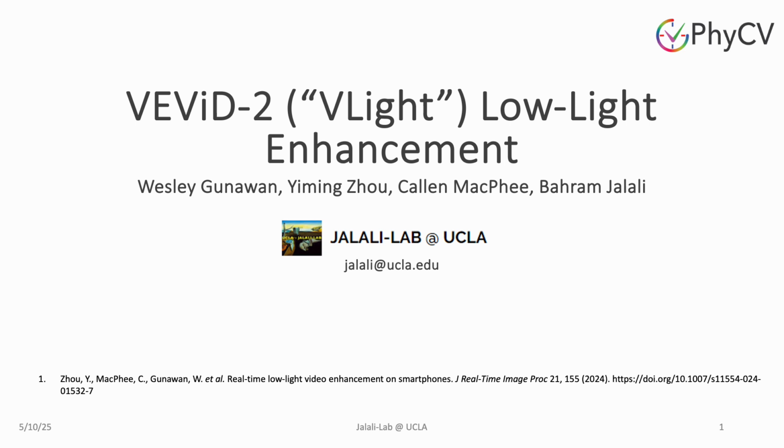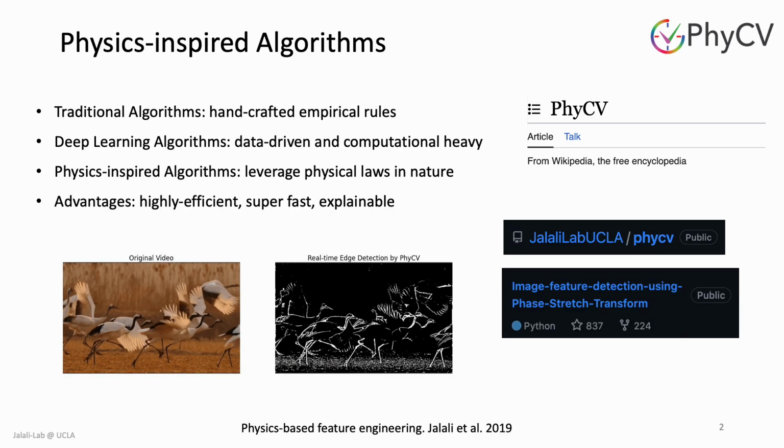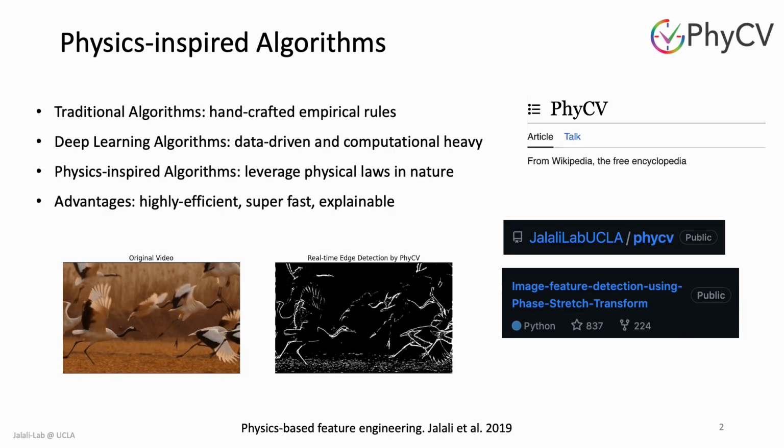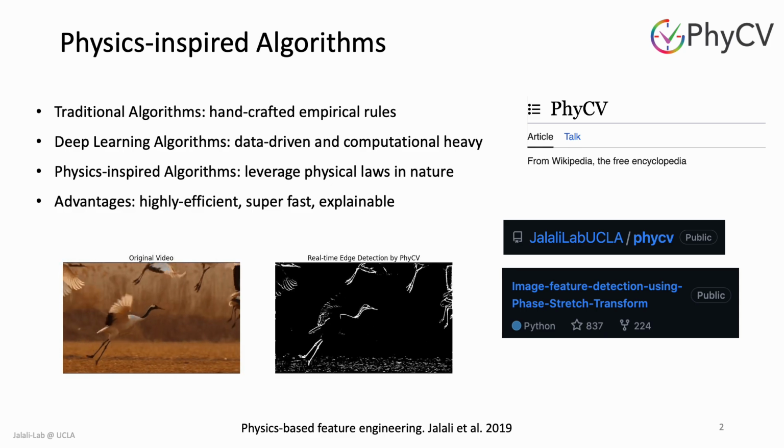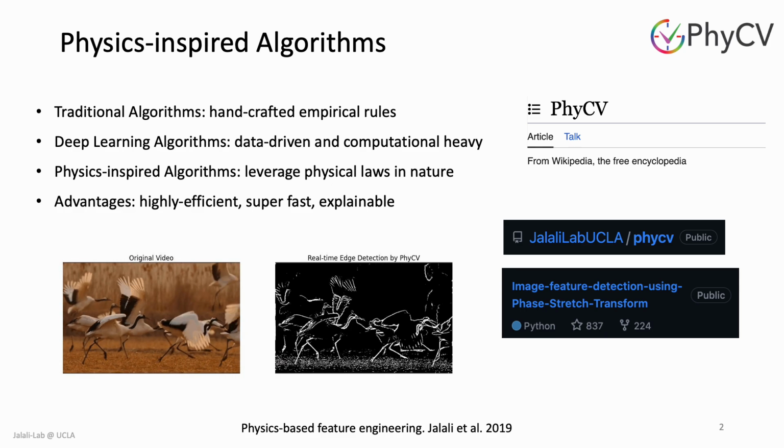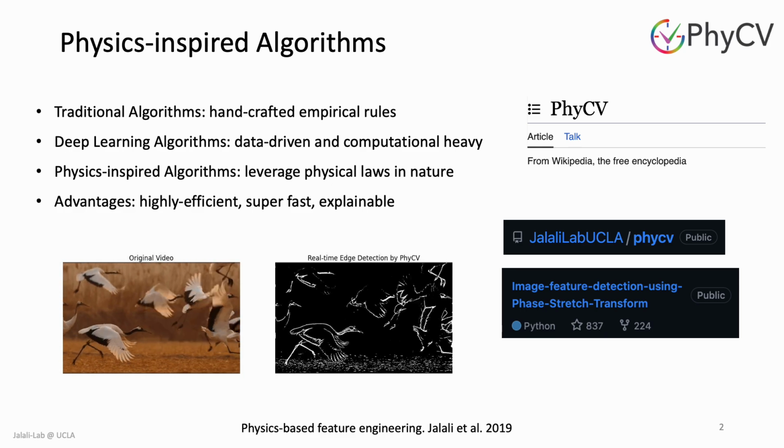In today's video, I will introduce you to Vivid 2, a low-light enhancement algorithm derived from a physics-based approach. Vivid 2 is part of PhyCV, a groundbreaking library of physics-inspired computer vision algorithms. PhyCV introduces a new approach to computer vision by leveraging physics-inspired algorithms, which draw on natural physical law to create highly efficient, fast, and inherently explainable methods.